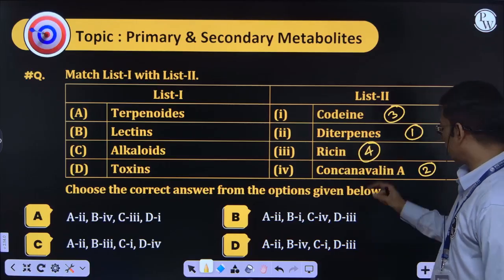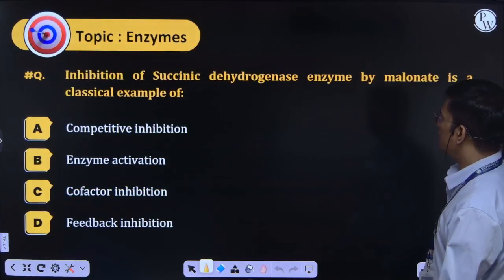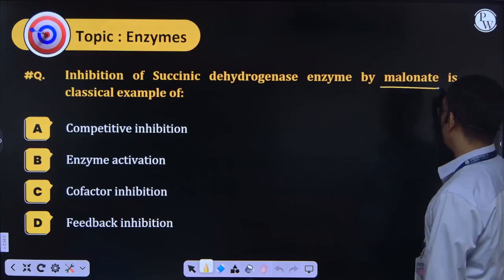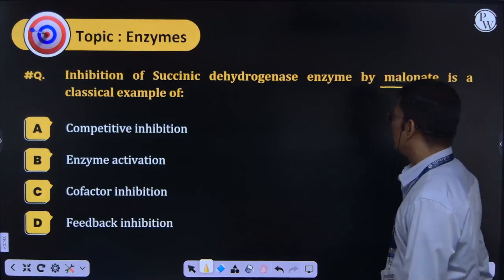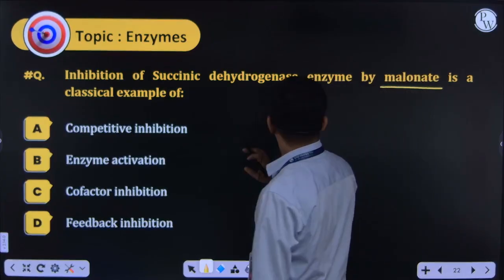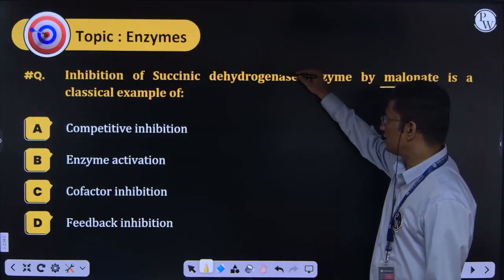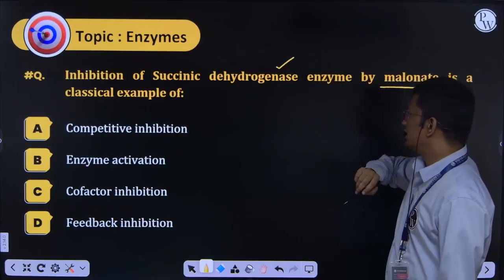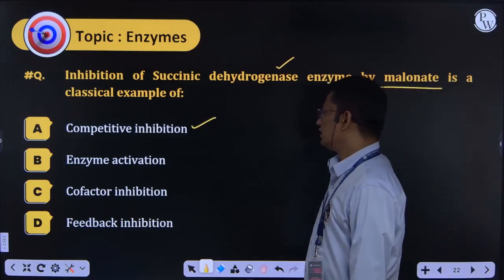Secondary metabolite is one of the important parts in biomolecules. Inhibition of succinic dehydrogenase enzyme by malonate is a classical example of what? Here malonate is competing with the succinate for the active site of succinic dehydrogenase. So the type of inhibition is competitive inhibition.